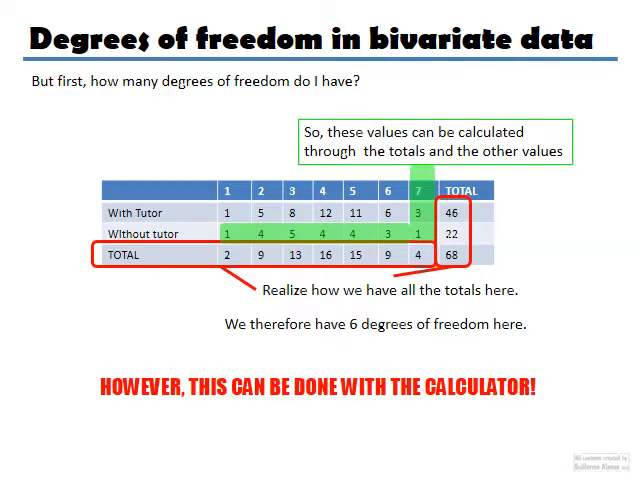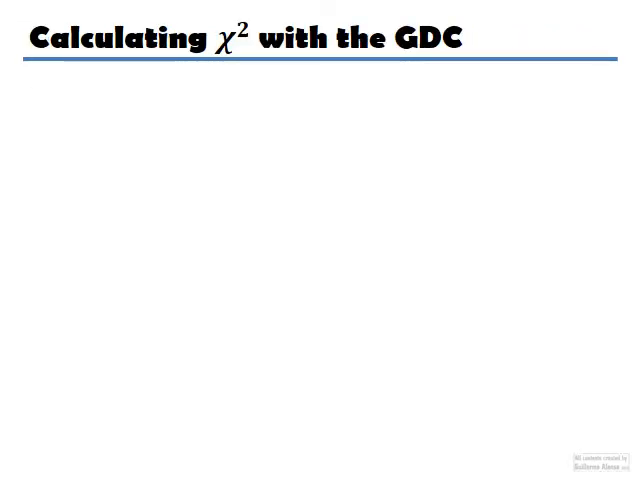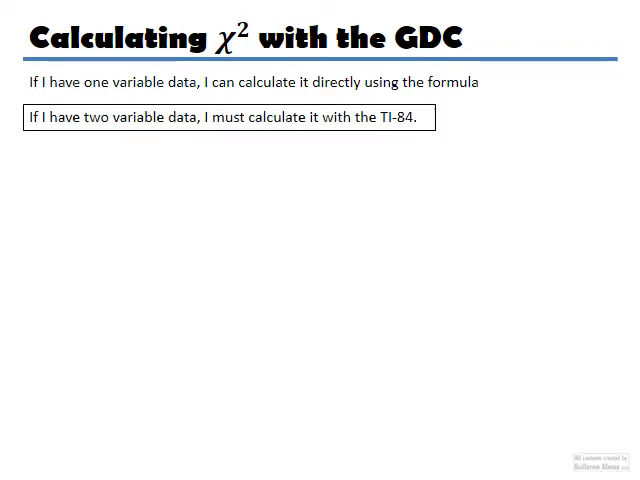Now, again, this can also be done with the calculator, but it is important to give it to you just in case. So how do I get the chi-squared with the graphic display calculator? Let's go step by step through it. It's a bit of a long process. So remember, if I have one variable data, I calculate it using the formula. This method is not going to work with the graphic display calculator if you have one variable data. If I have two variable data, I must calculate it with the TI-84. I'm not going to have another method available.